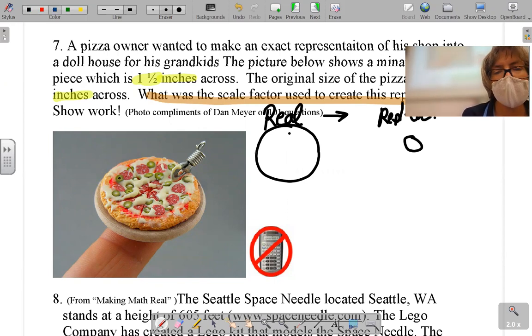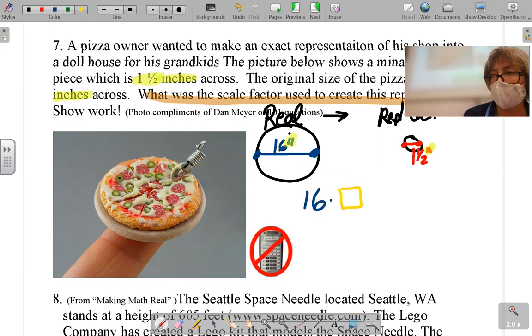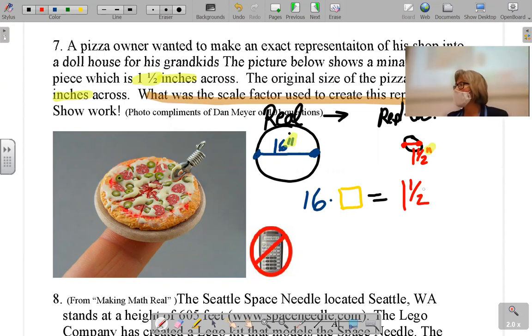Mr. DeSantis, the real pizza diameter is what? 16 inches. And the replica is what again? 1.5 inches. So to change in size, just multiply. We don't have to worry about units, so we don't have to mess with that. So we're saying 16 times some sort of number is 1.5. You okay so far?